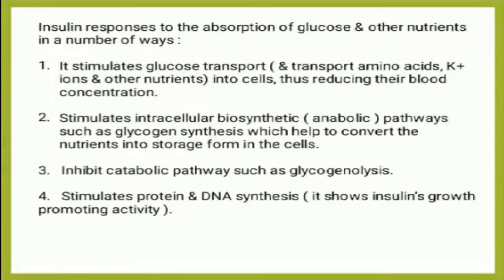Insulin responds to the absorption of glucose and other nutrients in a number of ways. The first point is it stimulates glucose transport, which is also important in the transport of amino acids, potassium ions, and other nutrients into the cell. Therefore, it reduces their blood concentration. Second, it stimulates intracellular biosynthetic or anabolic pathways such as glycogen synthesis, which helps to convert the nutrients into storage form in the cells.